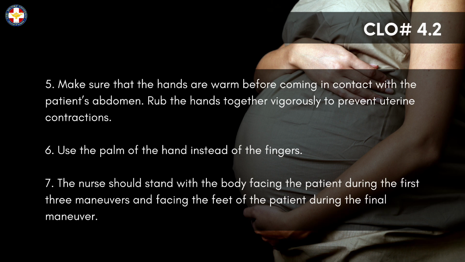Next is to make sure that the examiner's hands are warm before coming in contact with the patient's abdomen. Rub the hands together vigorously to prevent uterine contractions. Another one is to use the palm of the hand instead of the fingers. And then the last one, the nurse should stand facing the patient during the first 3 maneuvers and then facing the feet of the patient during the final maneuver.